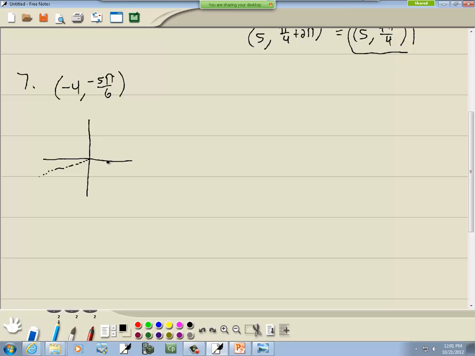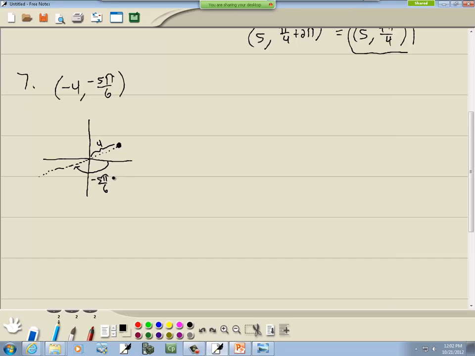Negative 5 pi over 6. That would be over to here. And then negative 4 means I'd go out a distance of negative 4 in the other direction. And that would be our point.